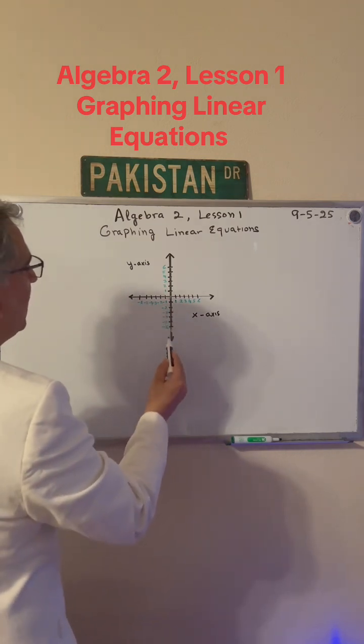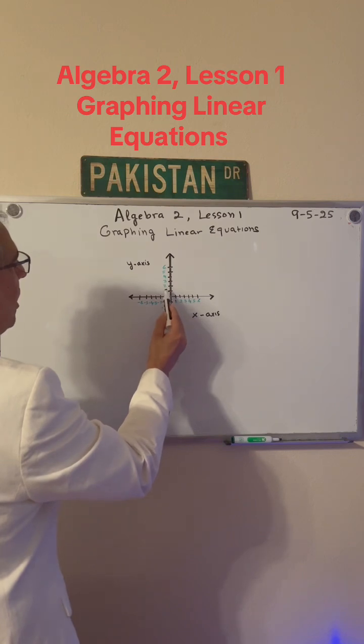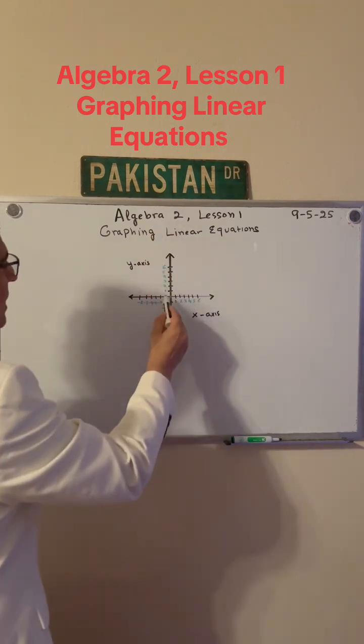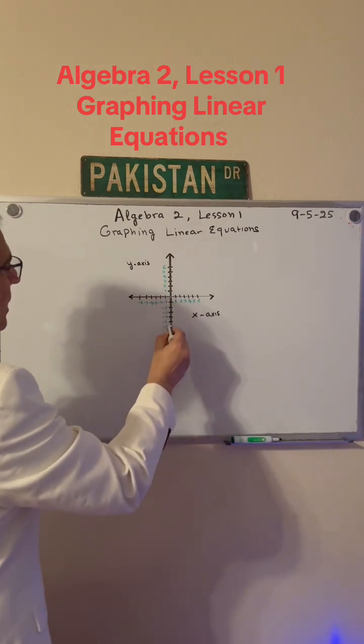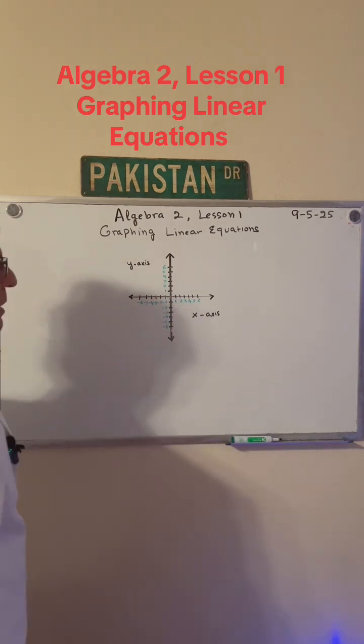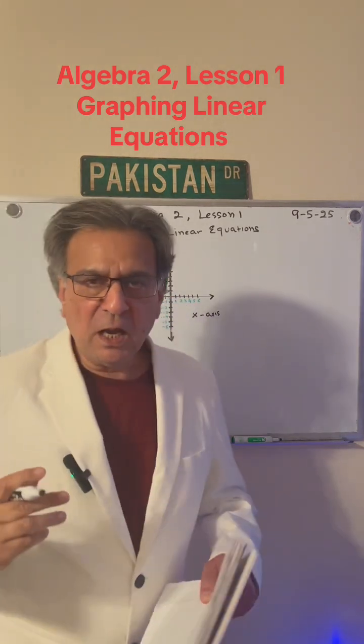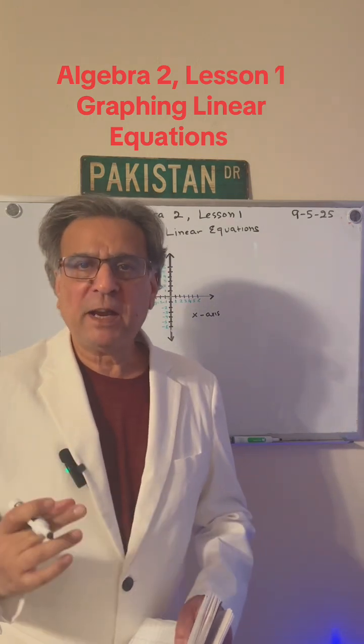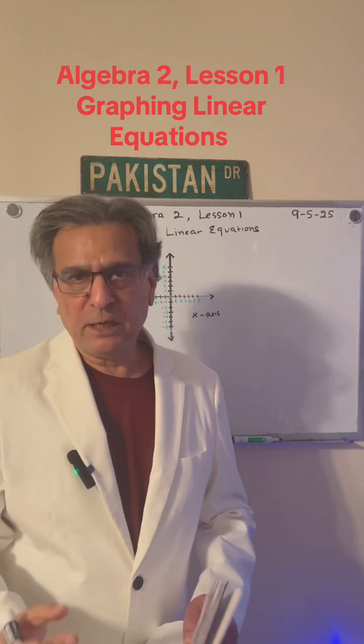Same thing for the y-axis. 1, 2, 3, 4, 5, 6 goes up to infinity. And if you go down, it goes down to infinity. So basically, the idea over here is to show you how to plot a graph for a linear equation.